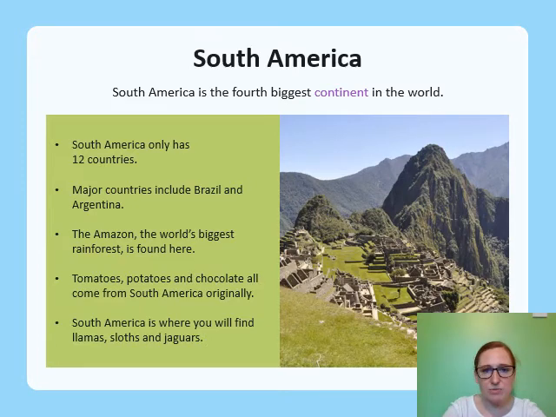South America is the fourth biggest continent in the world. South America only has 12 countries, and the word only there shows that it's unusual to have so few countries within a continent. Major countries include Brazil and Argentina. The Amazon, the world's biggest rainforest, is found here. Tomatoes, potatoes and chocolate all come from South America originally. South America is where you will find llamas, sloths and jaguars.